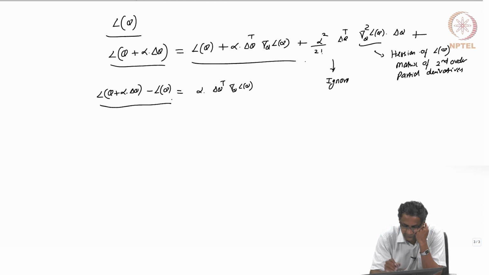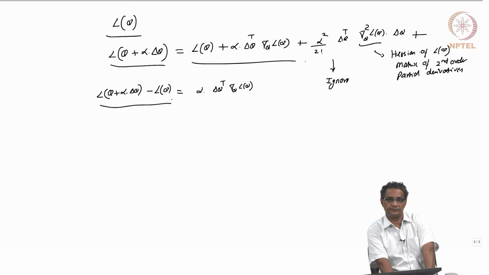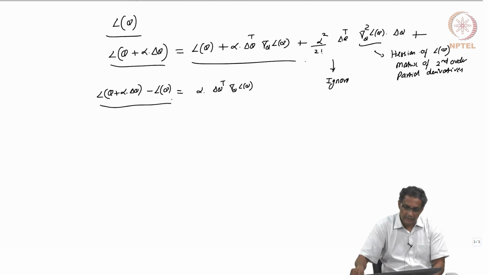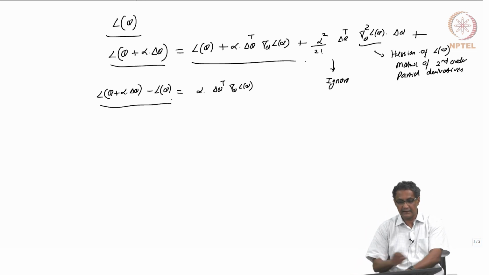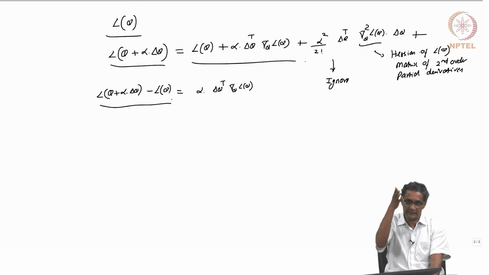Now what do you want this to be, right? I mean, you want to move in a manner such that the cost should go down, right? That means my L(θ + αΔθ) should be less than L(θ), right? That's what I want, no? I want my cost to go down. I want to move in a manner such that my cost goes down.